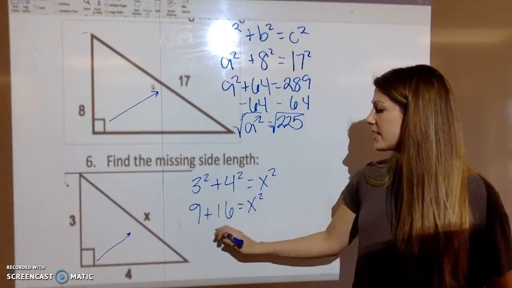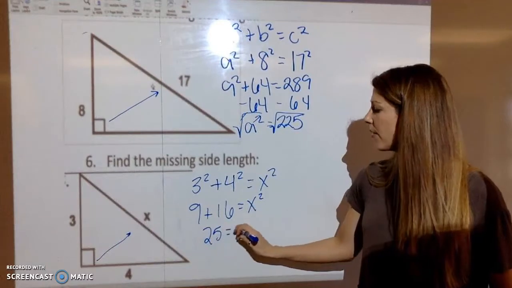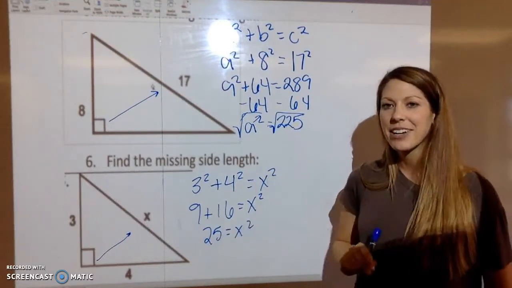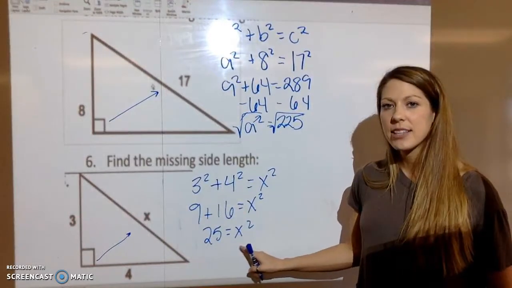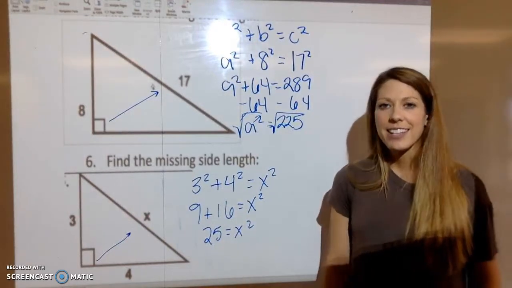If we add 9 and 16, we get 25. So see, this one's a lot simpler, smaller numbers than the last one. So if 25 equals x squared, if we take the square root of both sides, then x equals 5.